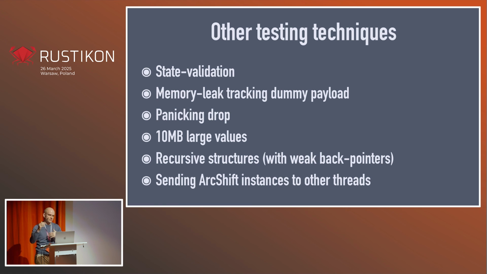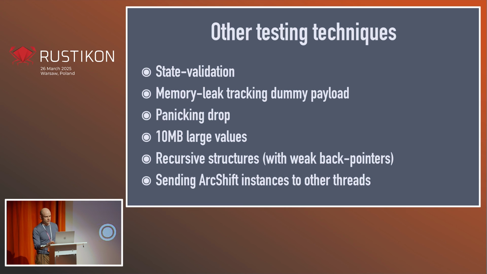So we allocate an instance of this, we put it in the ArcShift, and then we make sure that the object has actually been dropped. And just dropped once, right? We test with a panicking drop implementation. So ArcShift is wrapping a user-supplied type, right? And that has a drop implementation, perhaps, and that could panic, potentially, and then we shouldn't have undefined behavior. So we need to test that. We test payload types that are too large to fit on the stack, which can be a challenge. We have recursive structures, and we have sending ArcShift instances, because ArcShift instances are Send if the type they wrap is Send and Sync.